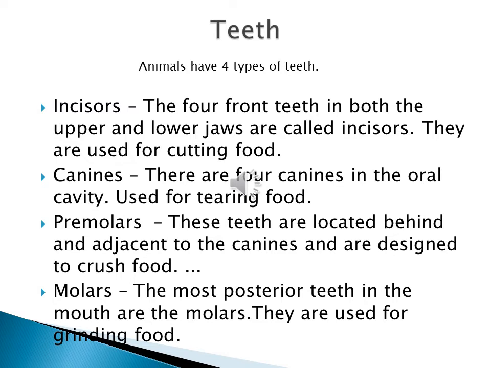Then come premolar teeth. They are located just adjacent to the canine teeth and they are used to crush the food. And molar teeth come in the 4th category, but they are the most important. They are used for grinding the food, so that the food which we eat becomes a paste and can go inside the stomach.